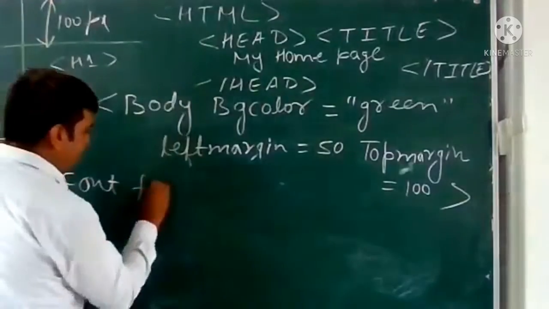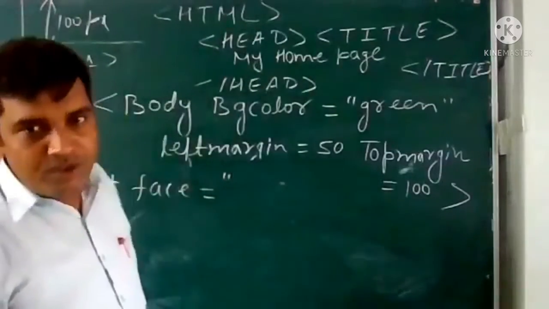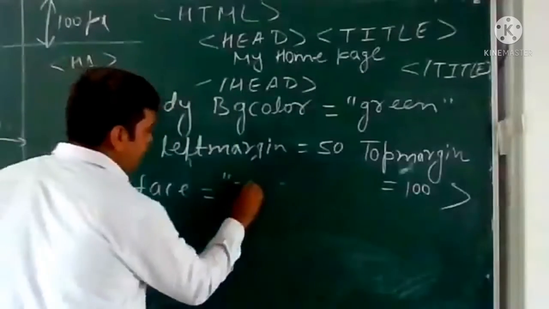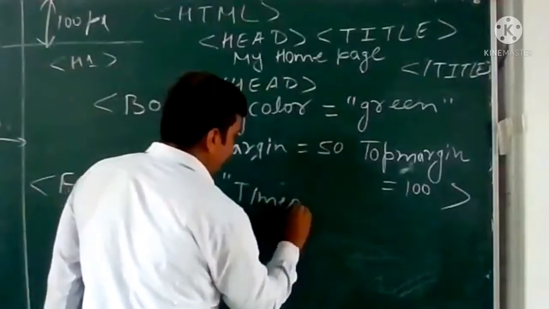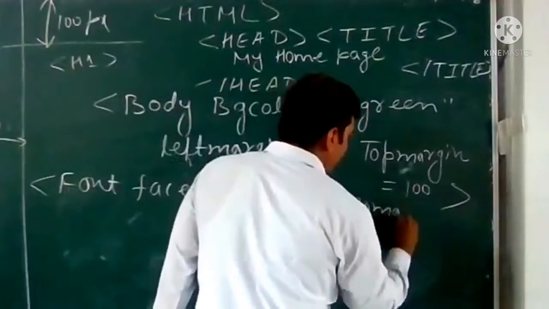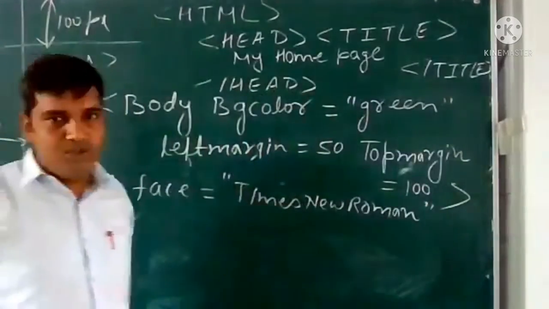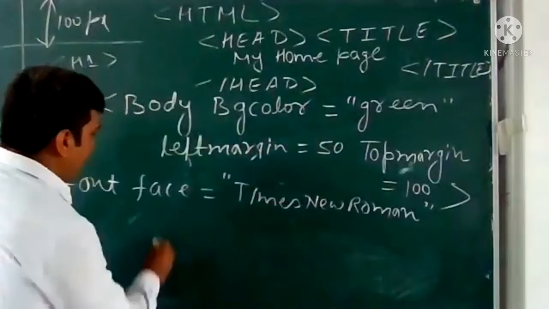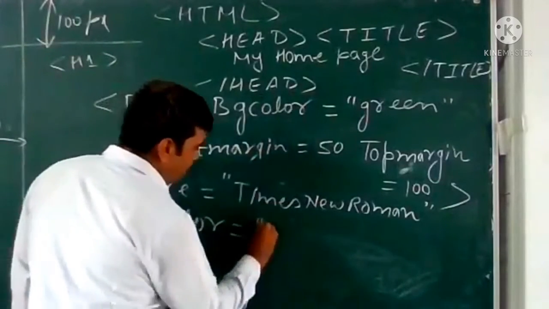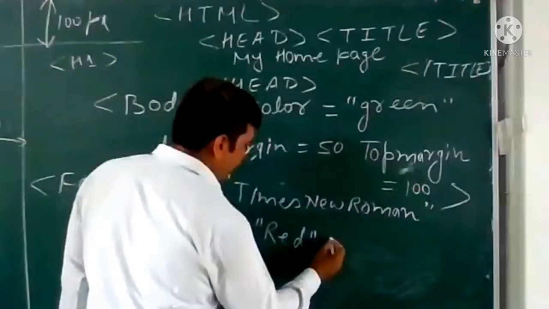So here we are using 3 attributes: face equals to any style you use in Microsoft Word, like Arial Black or Times New Roman. So here I can specify Times New Roman, which is also one of the font styles. In double quotation marks, we write font face equals Times New Roman. And after that, color. If you want to change the color of the text, you can write color equals double quoted red. So the text will appear in red color.